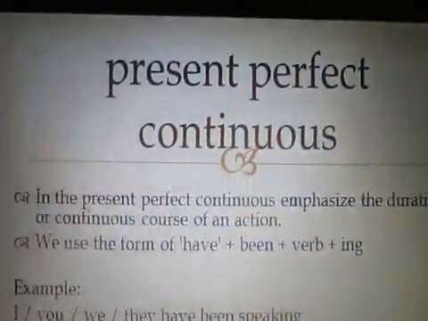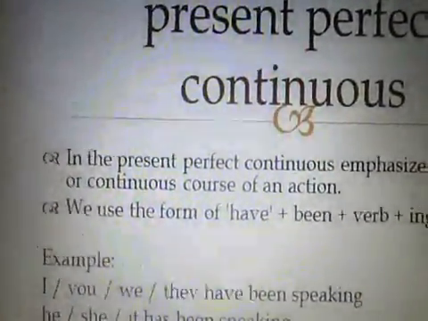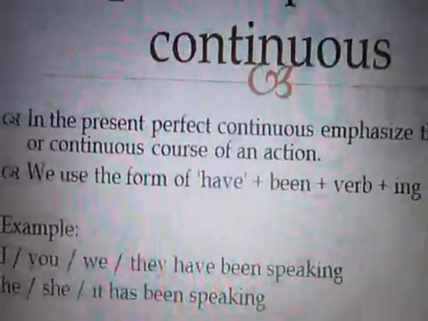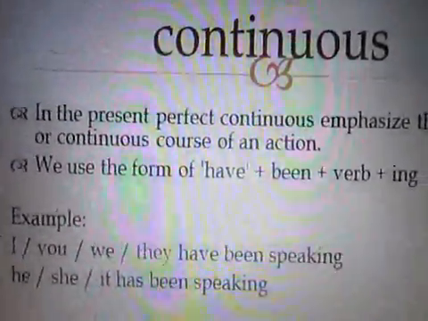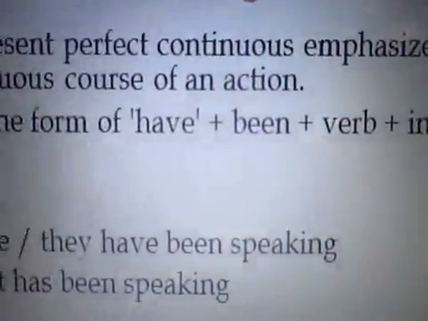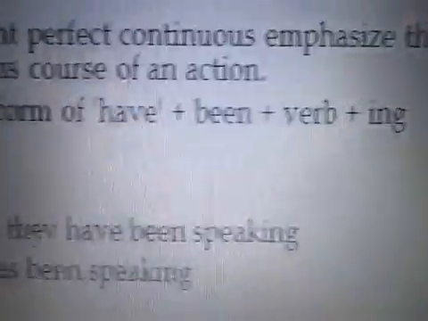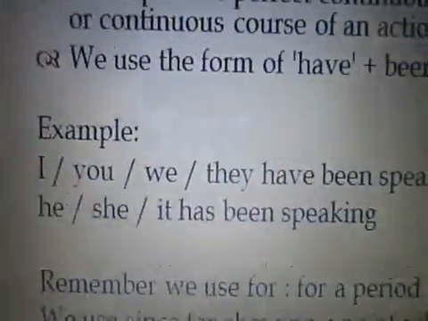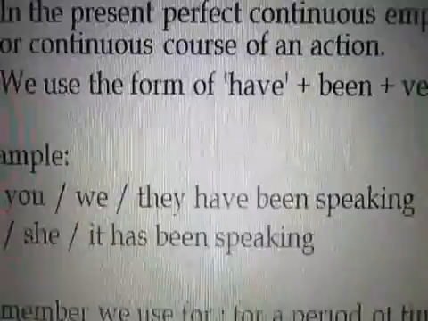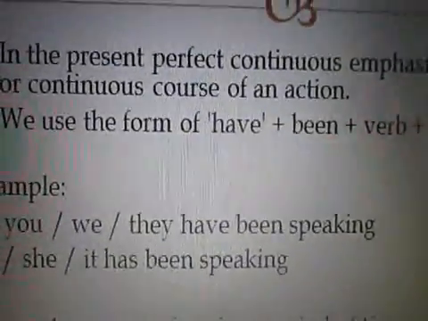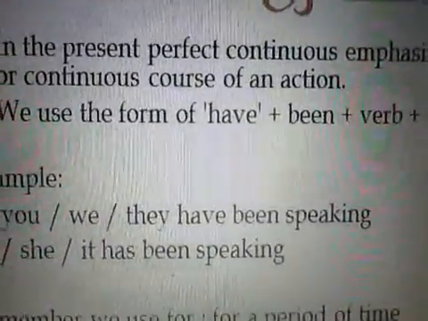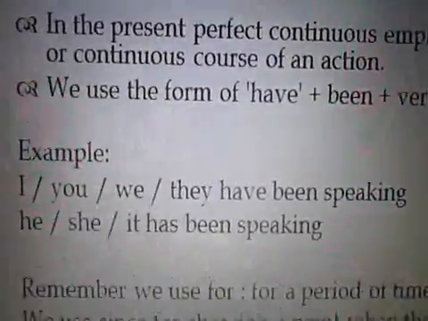At the same time, present perfect continuous uses have, but in the present perfect continuous, we emphasize the duration or continuous course of an action. This time, we're going to use have plus the verb to be in the past participle, that is been, as you can see, plus the verb finishing in -ing. Example: I, you, we, they have been speaking. He, she, it has been speaking. That means the action is not finished, and we are still connoting the course of an action. This action is still going on.